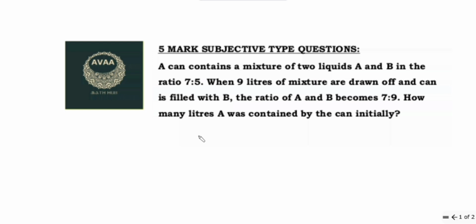Let's start. It says, a can contains a mixture of two liquids A and B in the ratio 7:5. When 9 liters of mixture are drawn off and the can is filled with B, the ratio of A and B becomes 7:9. How many liters of A was there in the can initially?